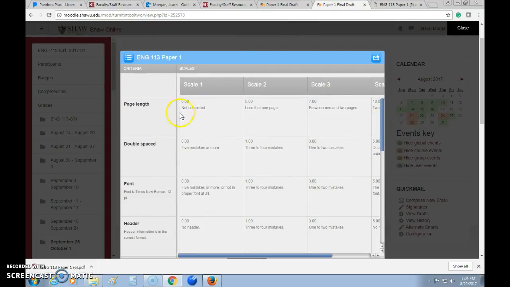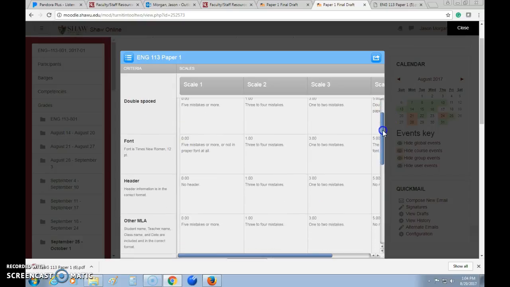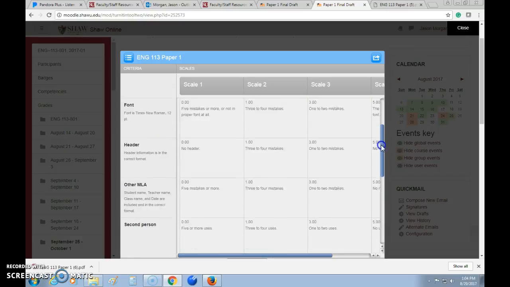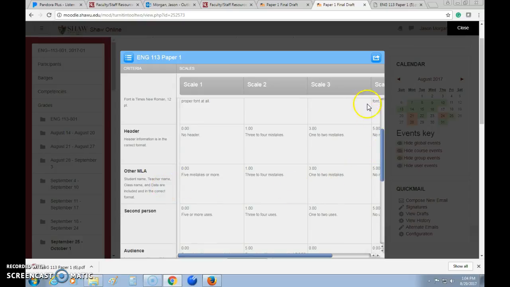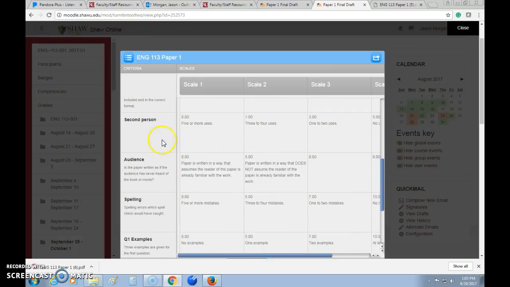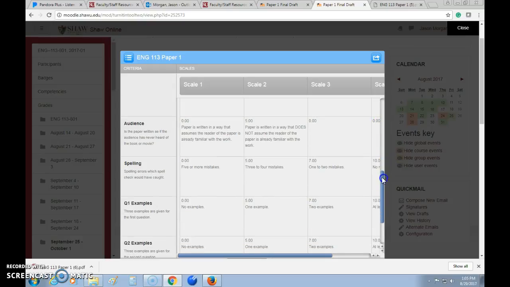The rubric for this paper is basically you're graded on the page length, whether you actually did double spacing and have the right font, and there's a header, so this is MLA formatting stuff and other MLA stuff. These aren't worth a lot of points, but I want to see if you can remember how to do MLA formatting. Second person, remember how I said not to use second person, like you like this. I will see how many times you use that. If you don't use the second person, you'll get full points. Audience, is this paper written as if the audience had never heard of the book or movie? So again, you get points for that.